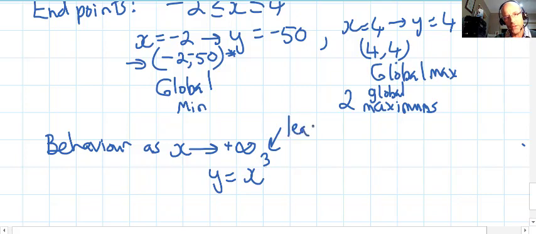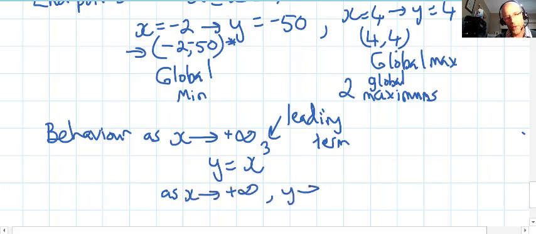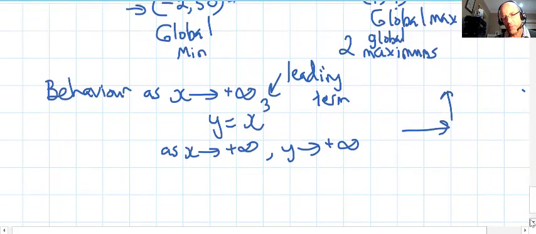The leading term is what it's all about in a polynomial. Other functions we'll do later might have a slightly different approach. So as x approaches infinity, y will approach infinity. I'll write it down again: as x approaches positive infinity, y will approach positive infinity. So as we go this way, the curve will go to the right and rise. That'll help us sketch it in a minute.